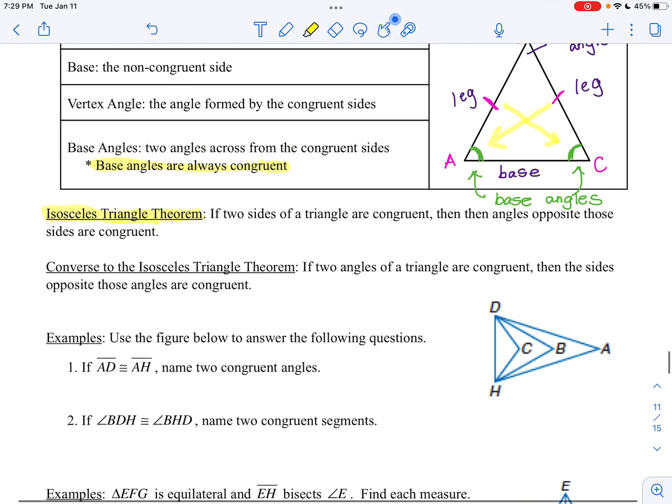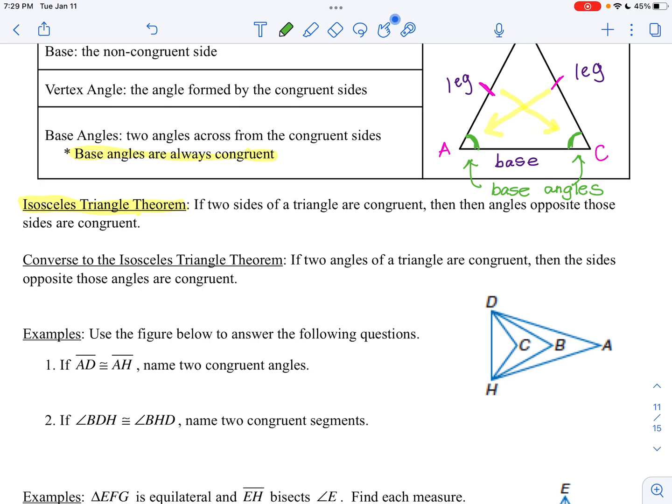So in question number 1, it says, if I take a look at the figure, if side AD is congruent to side AH, we have to name the two congruent angles. So based on these two sides, we're going to focus on the entire picture, triangle ADH. Directly across from side AD is angle DHA. Across from side AH is angle ADH. So they are what are called the base angles, which means they must be congruent.